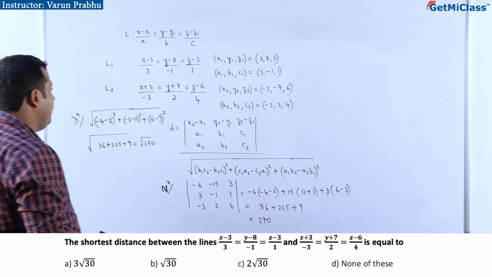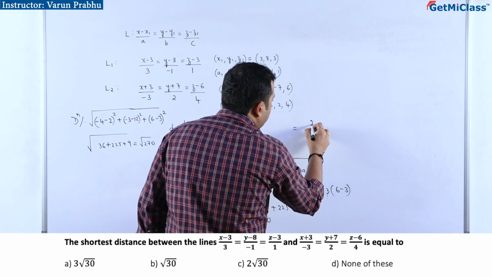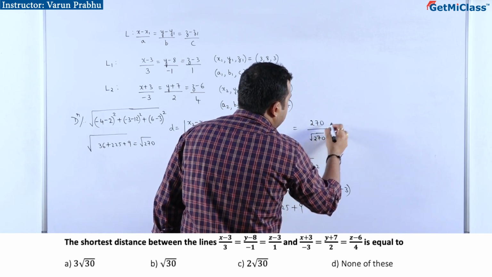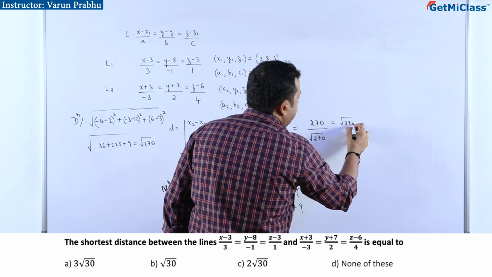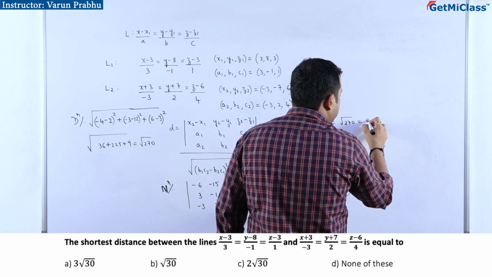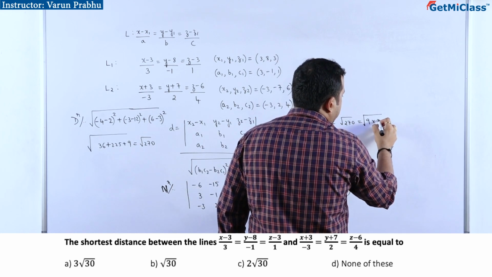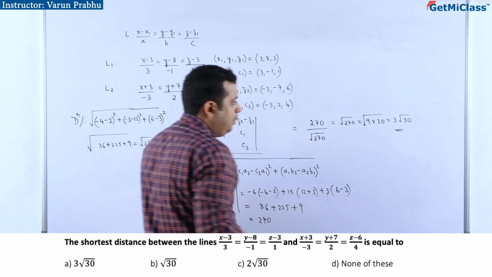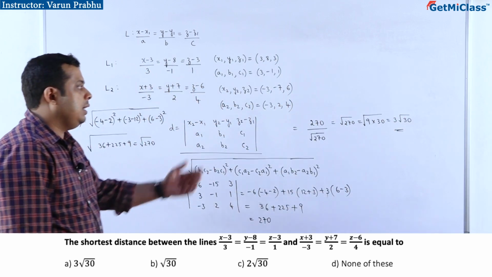So this answer will be equal to 270 divided by root 270. So your answer to the question will be root 270, which is root of 9 into 30, which is 3 root 30. Is it okay? 3 root 30 will be the answer to the question.